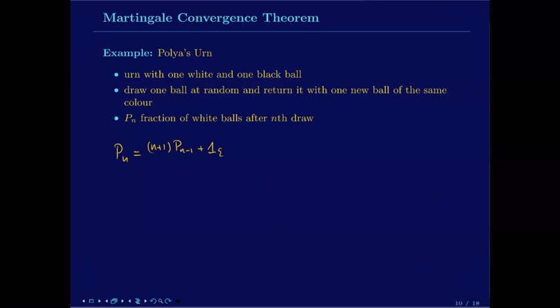So if we let Xn be the color, denoting 1 if it was a white ball in the nth draw, then we add 1 to the count if Xn was 1, and otherwise nothing is added. And then we have to again get the fraction. So we have to divide by n plus 2.